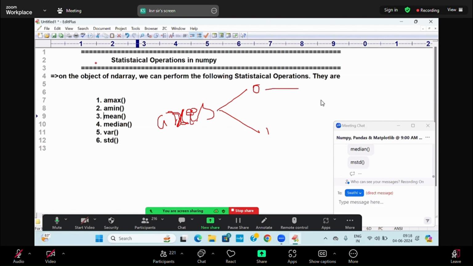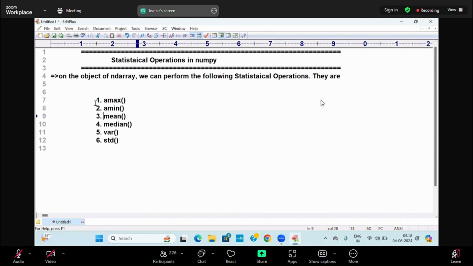Axis 0 in the statistical operation says what? Columns. Axis 1 says what here? Row. So previously this was different when I was doing inserting, appending and deleting. And in statistical operations it is going to be something different. So try to remember. I'll go for the statistical operations now, students.